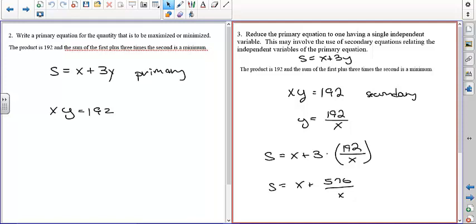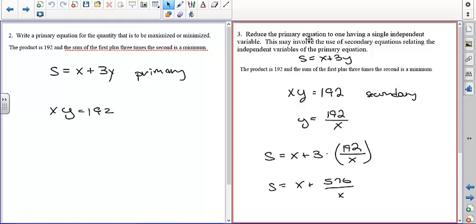Product of the two numbers had to be 192. So we were at the point where we wrote the primary equation, which was the part of the problem statement that involved the thing we were trying to maximize. We're trying to maximize the sum. The problem is that the primary equation is a function of two variables, and we don't know how to deal with two variables. So we use the secondary equation.